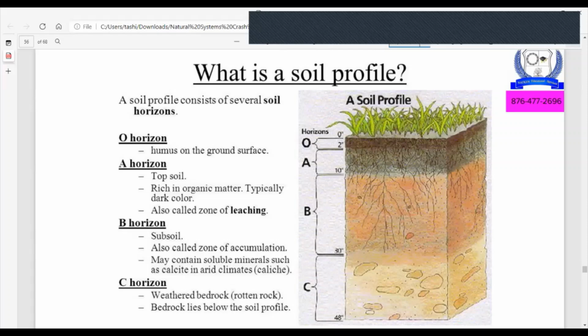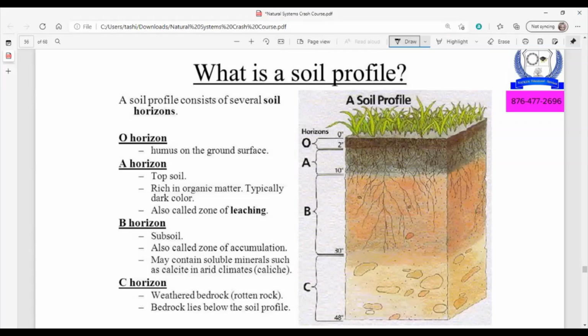Then we have the B horizon, which is our subsoil. This is also called the zone of accumulation. So we have fine materials there, and minerals will just precipitate in that area. So we have clay, we have iron, we have carbonates, we have gypsum, things like that would have been in this particular area. So we call it the zone of accumulation because we have a wider variety of things present or accumulating in this particular area.